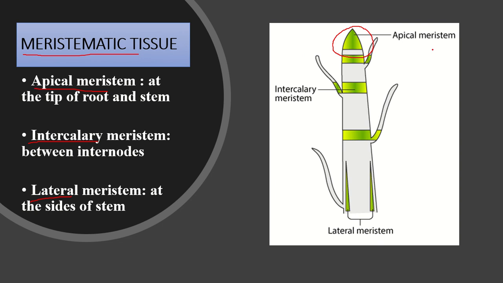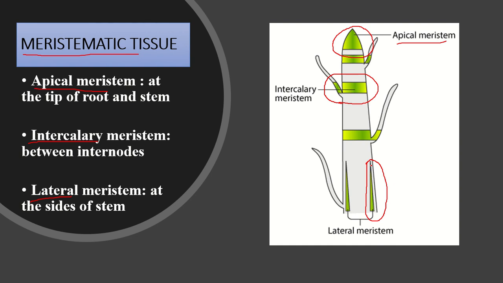Apical meristem is present at the tip of the root and stem. So whenever this apical meristem divides, there will be an increase in the length of the plant part. Second is the intercalary meristem, which is present between the internodes. And third is lateral meristem, which is present at the side, and this lateral meristem is responsible for an increase in the girth or diameter of the plant part.